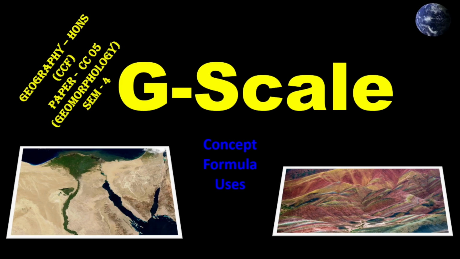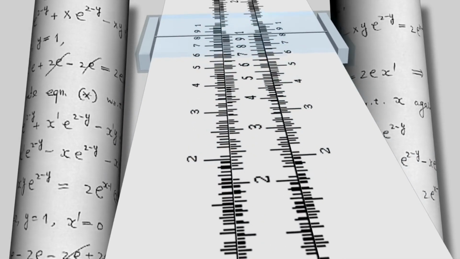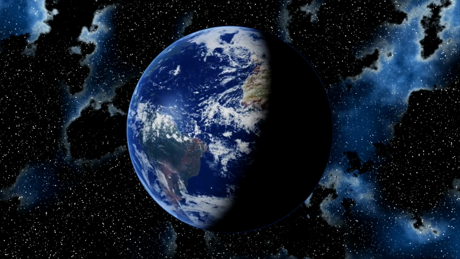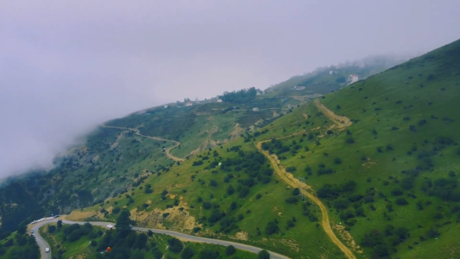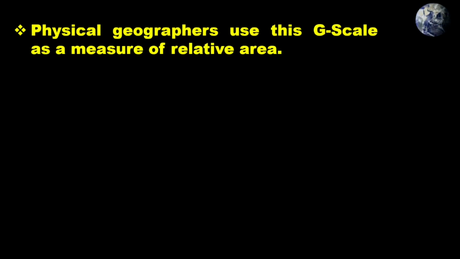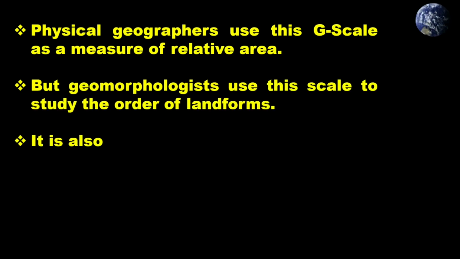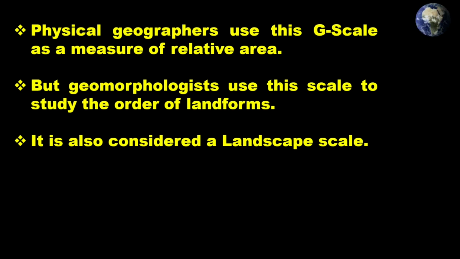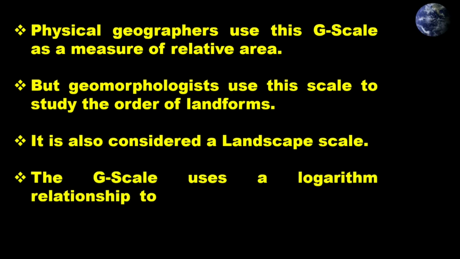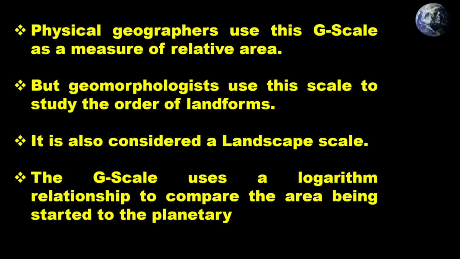So friends, in this video, we will try to understand about G-scale. This is a scale that is very important in physical geography as well as in geomorphology. Physical geographers use this G-scale as a measure of relative area. But geomorphologists use this scale to study the order of landforms. It is also considered a landscape scale. The G-scale uses a logarithmic relationship to compare the area being studied to the planetary surface area.